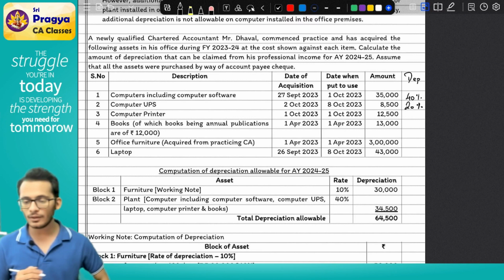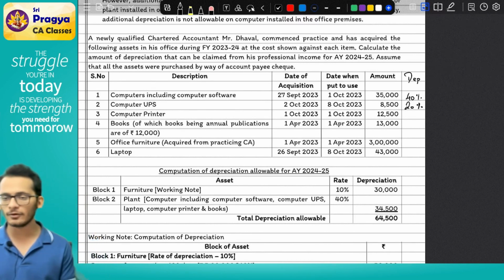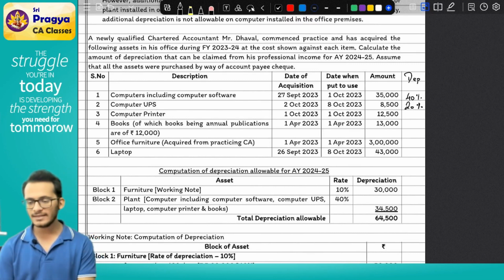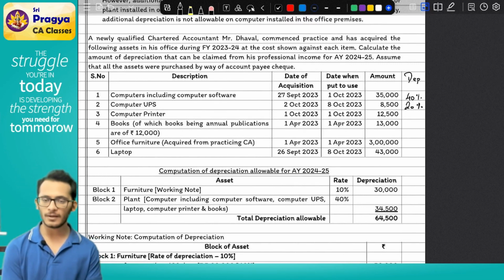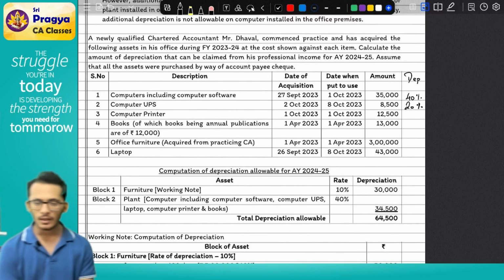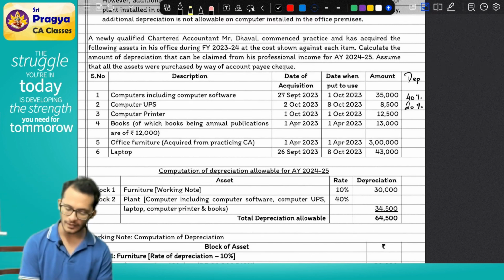Very good. While you acquired the asset on 2nd October, you put it to use only on 8th October, and therefore you have not satisfied the 180 days condition. At the same time, computer UPS is a part of computer, and therefore you get 40%. So 40 into 50% will give you 20%. Next, computer printers, 1st October, 12,500.